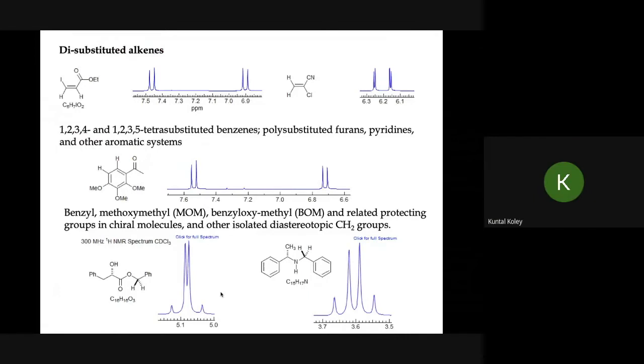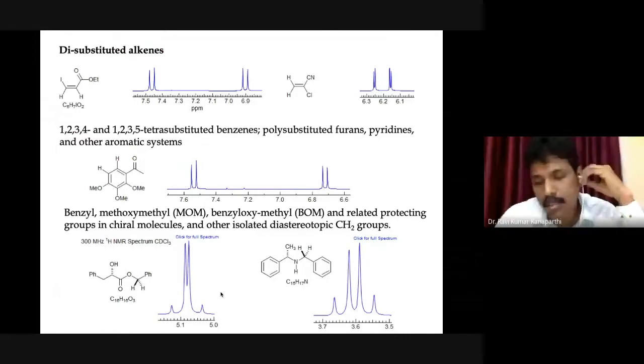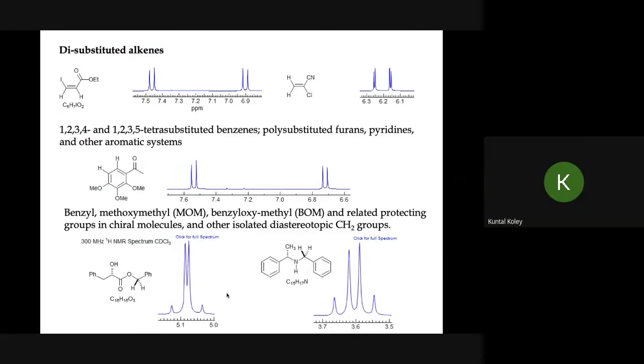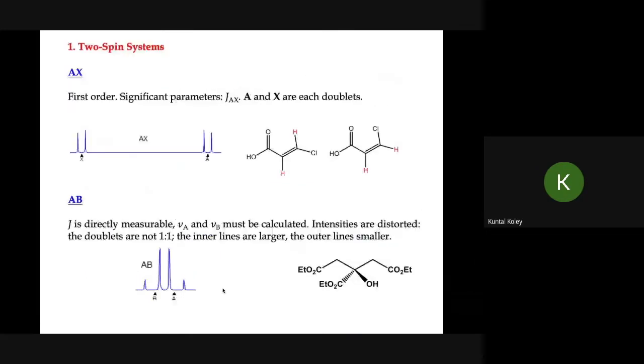Sir. Yes, Kuntal, please tell me. Sir, in case of AX system, there was a neighboring hydrogen, but in AB there was no actual neighboring hydrogen. Then why are they splitting into a doublet?